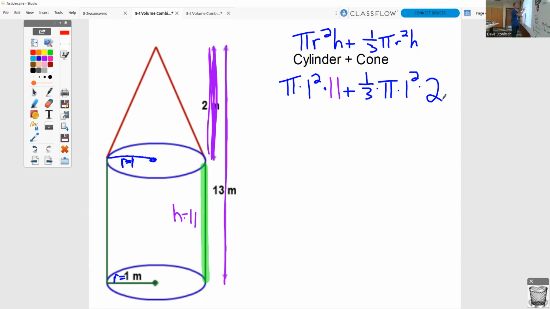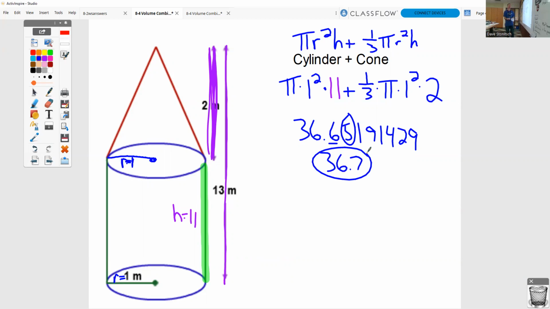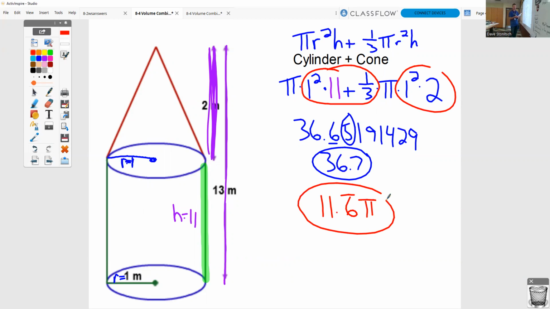When you type that all into your calculator, you get 36.65191429. Rounded to the nearest tenth, you get 36.7. If we had to do it in terms of pi, you would type in everything except for the pi symbols. So you would type in all of this and all of this, exactly how it says: 1 squared times 11 plus 1/3 times 1 squared times 2. Everything except for the pi symbol, and we would get 11.6 repeating pi.